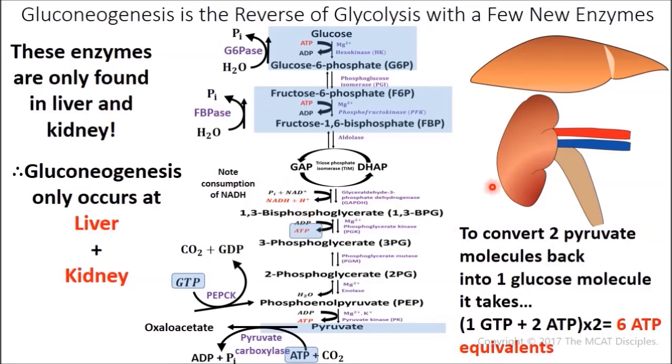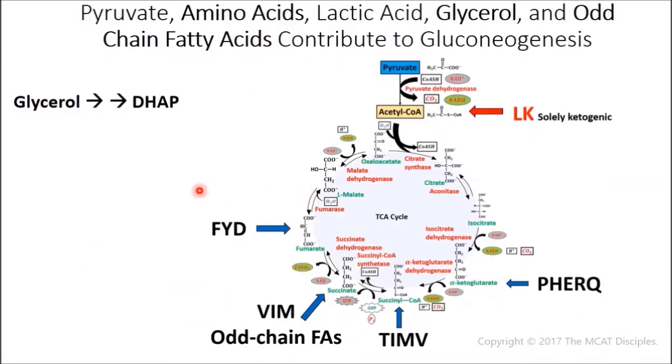So the next step, at least what we need to talk about next, because obviously this isn't complicated, is what can feed into this pathway. Because where are we getting pyruvate from? We need to get it from somewhere. Well, pyruvate, amino acids, lactic acid, glycerol, and odd-chain fatty acids can contribute to gluconeogenesis. So right here, I wrote the one-letter code of the amino acid and where they feed into the Krebs cycle, citric acid cycle, TCA cycle. Okay.